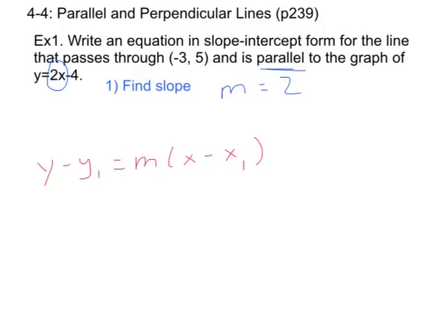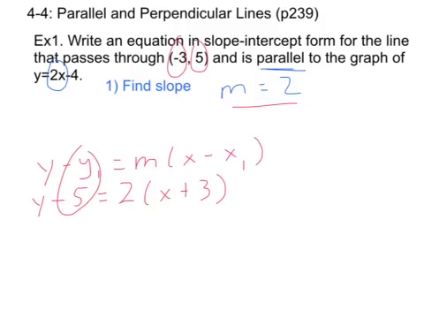I'm hoping this isn't going to be too big for my screen here. So I'm going to go y minus, and my y1 here is 5, equals m, well my m is 2, times x minus, and my x1 is negative 3. So if I'm subtracting negative 3, I'm actually adding 3. So I've got y minus 5 equals 2 times (x minus negative 3). Okay, so now I need to do some algebra here.